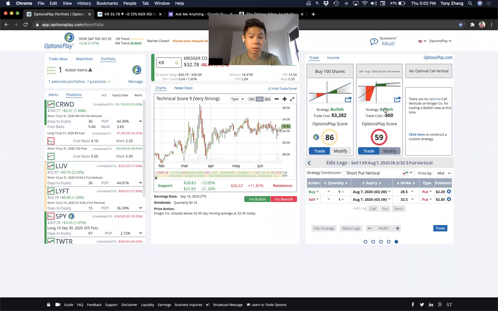As you can see here, this $4 wide credit spread only collects 60 cents. Not worth my while. So Kroger, I don't particularly love or hate the stock, but just from an options perspective, not much to do here.